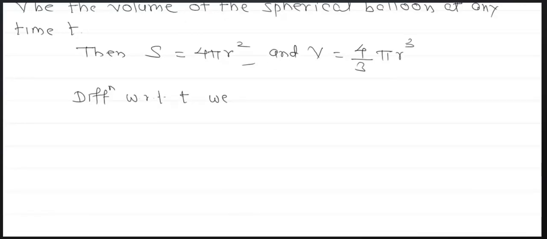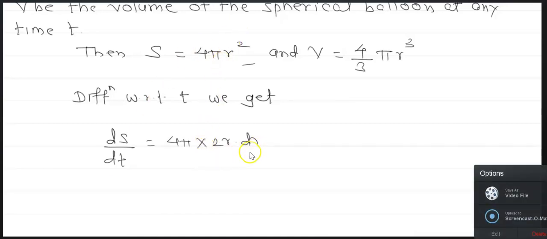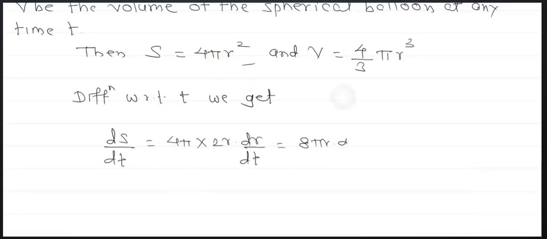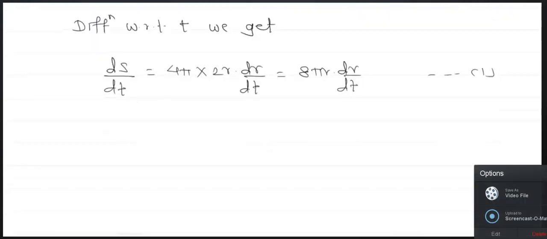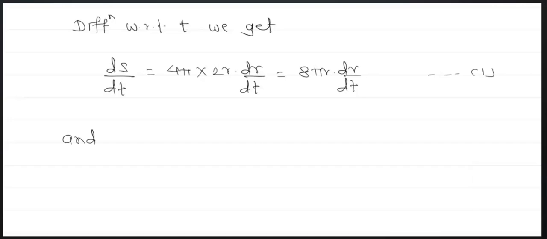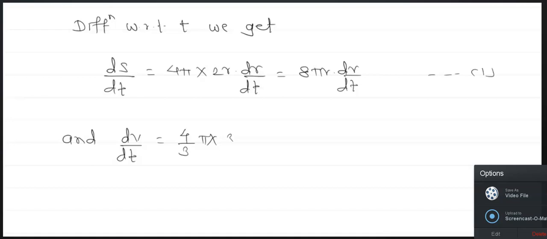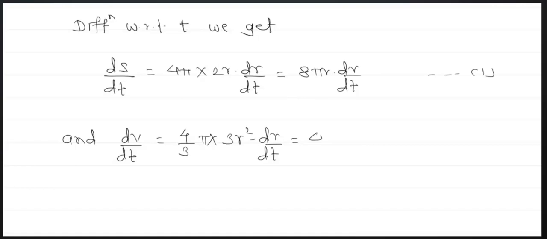Now differentiate this with respect to t. dS upon dt is equal to 4 pi, the derivative of r square is 2r into dr upon dt. That is equal to 8 pi r into dr upon dt. And dV upon dt is 4 upon 3 pi, and the derivative of r cube is 3r square into dr upon dt. That is equal to 4 pi r square into dr upon dt.